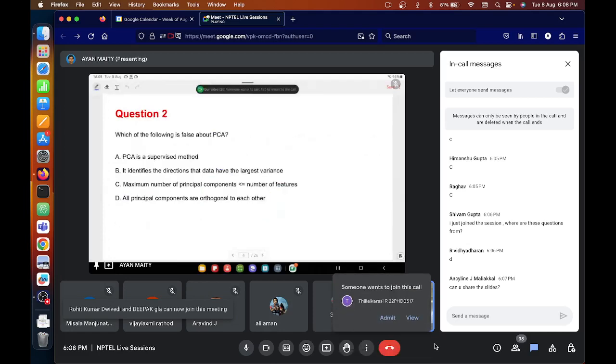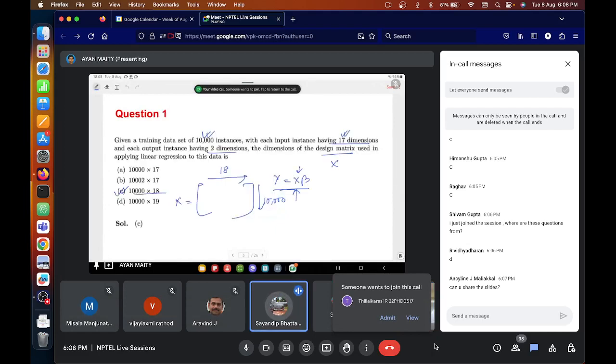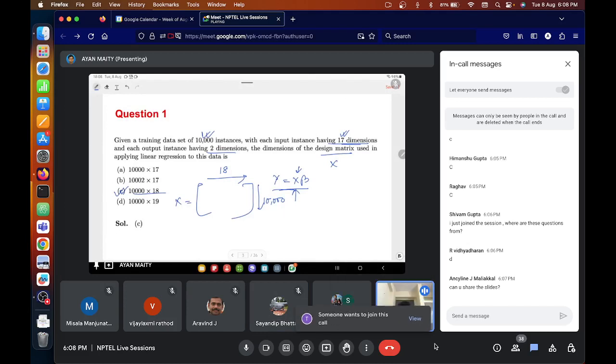Can you kindly repeat why it's 18 in place of 17? So 17 dimensions are there in each input instance. So basically 17 input features are there, and you have to include the intercept, which is not generally included in the training data. Are you able to understand what I'm trying to say, the intercept? Yes, thank you. So the intercept is the extra dimension which you will have to include in the design matrix. So that's why it would become 18 columns.